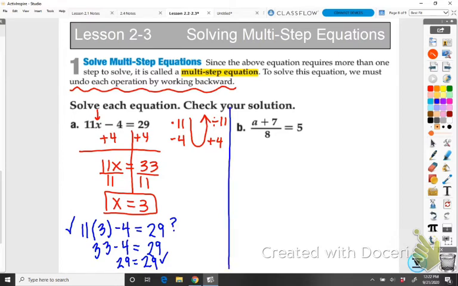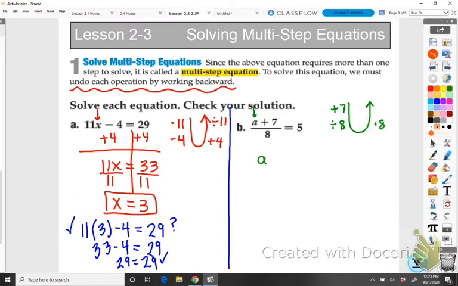All right, part B. So this one, you might not know where to start, but if you follow along the U shape that I did on the other one. So here's A. The first thing that's happening to A is it's adding 7, and then it's being divided by 8. So you want to undo that process. So start with the undo of division by 8, which is multiplying by 8.